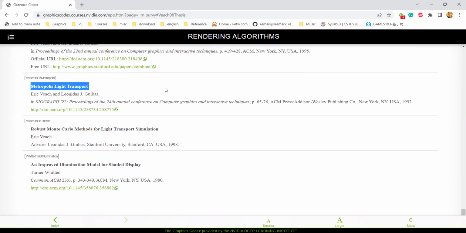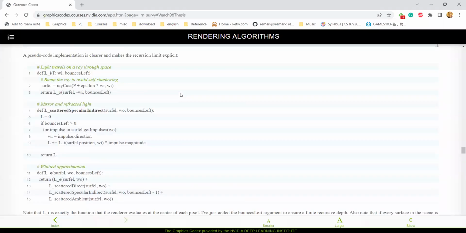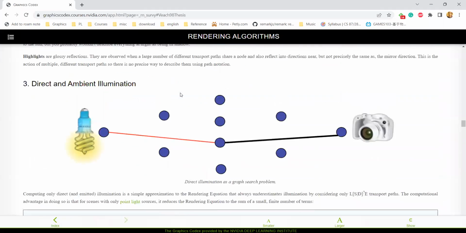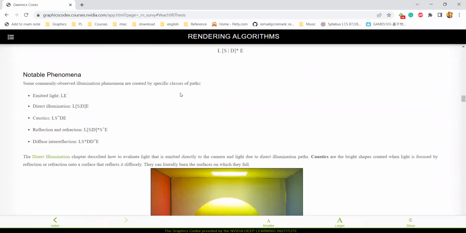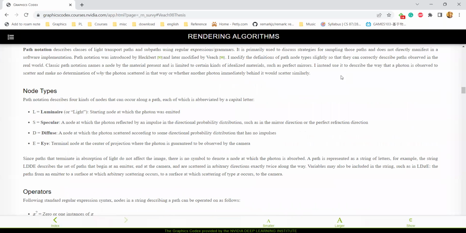Metropolis light transport. We probably need to read this. If it's a paper, then we can read this. For that thesis, maybe later. After we have done with PBRT, maybe we can do that thesis.